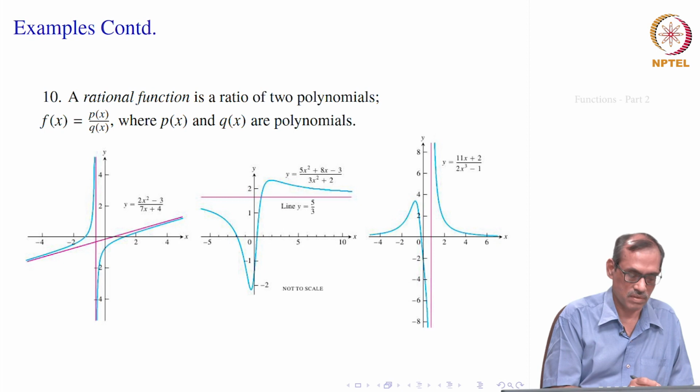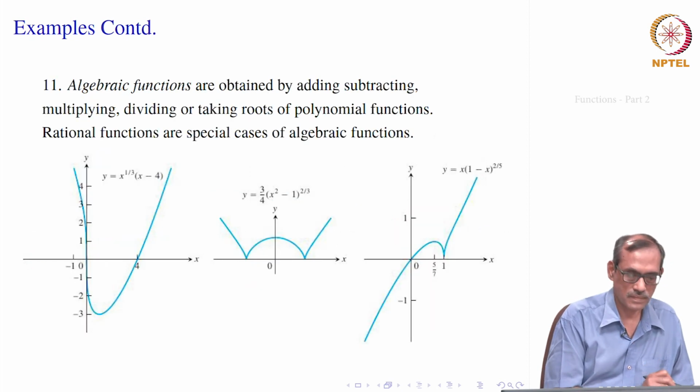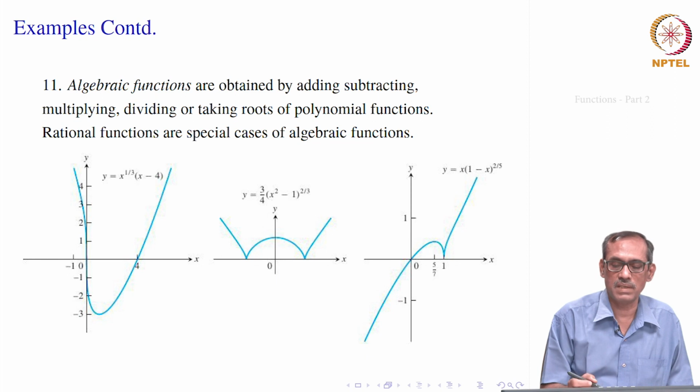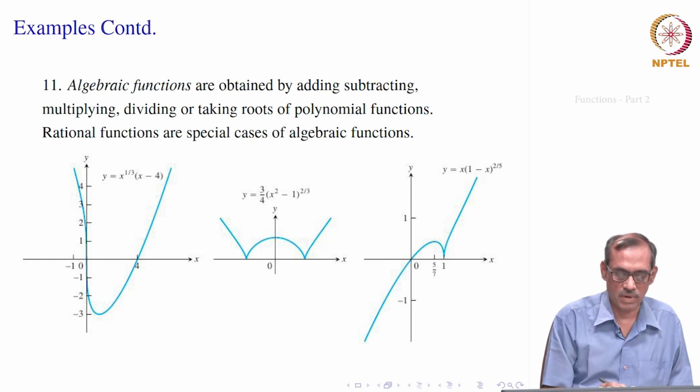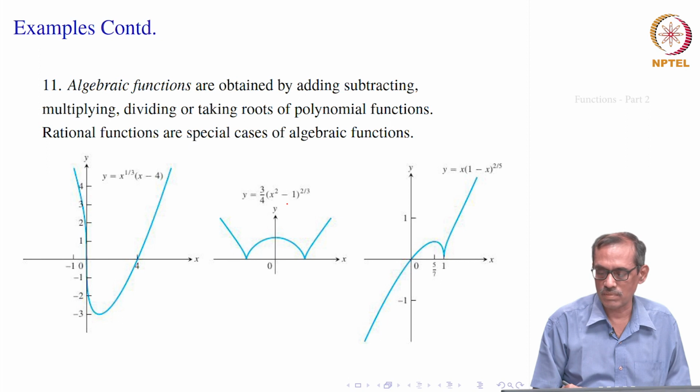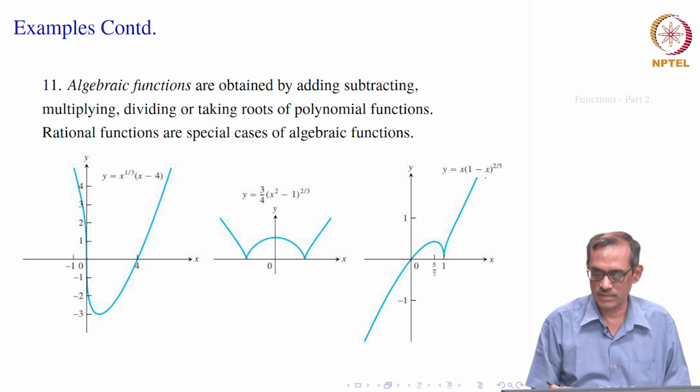Okay, these are something about the rational functions. In fact, all of these are called algebraic functions. Algebraic functions are those which are obtained by adding, subtracting, multiplying, dividing, or taking roots of polynomials and so on. So, rational functions are special cases of that. Here are some other plots: y equal to x to the power 1 by 3 into (x − 4), y equal to 3 by 4 into (x² − 1) to the power 2 by 3, and y equal to x into (1 − x) to the power 2 by 5.